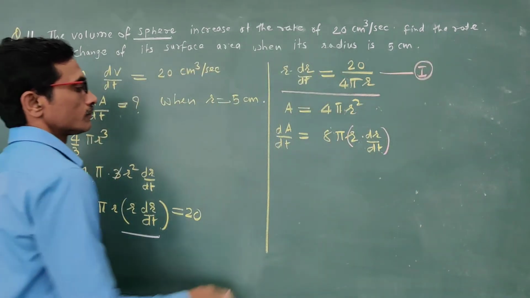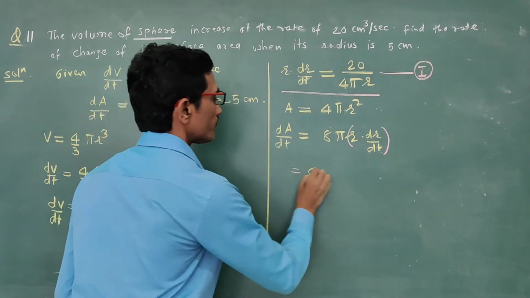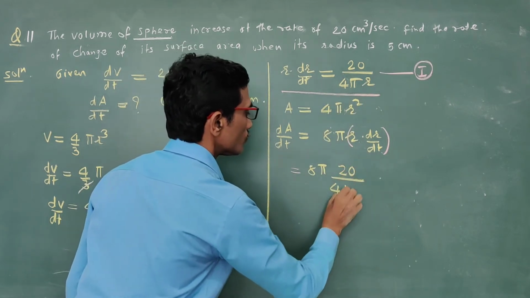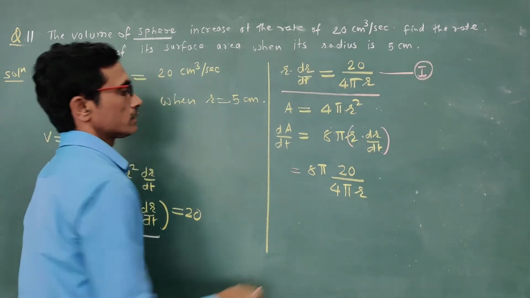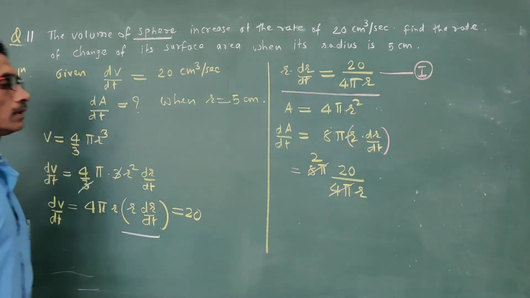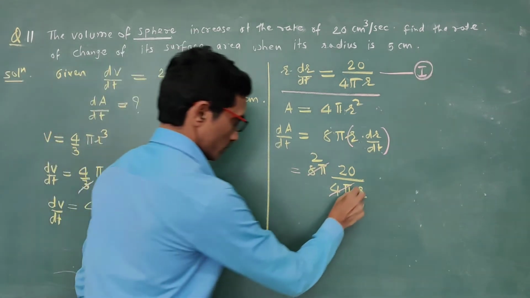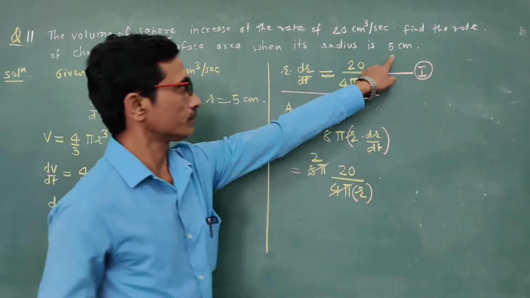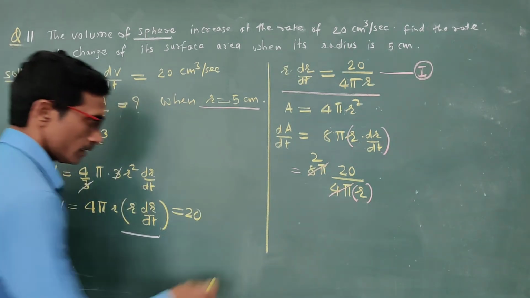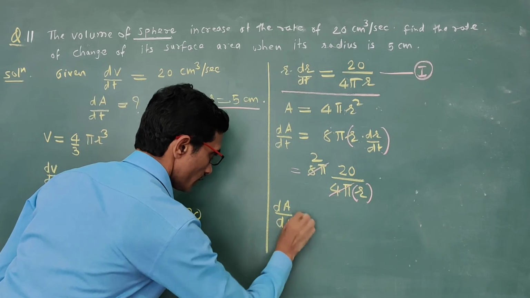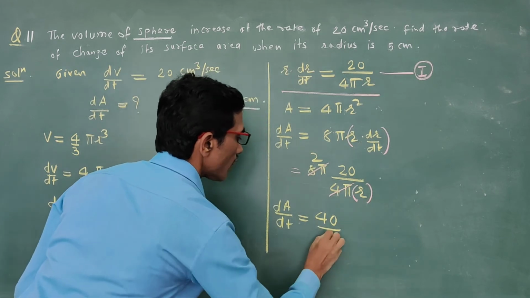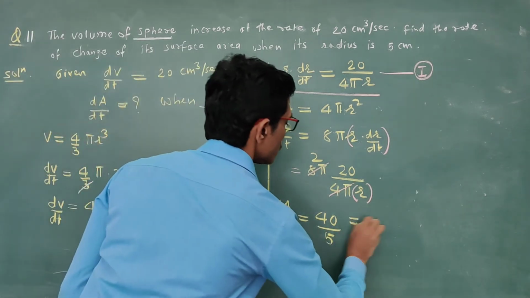Therefore we substitute it. dA by dt is 8 pi into r into dr by dt, which is 20 upon 4 pi r. So this 4 pi we cancel here, and it will be 2. And this r we substitute here. What is given here? r is equal to 5 centimeter. So therefore dA by dt is equal to 40 upon r. r is 5 and it will be 8.